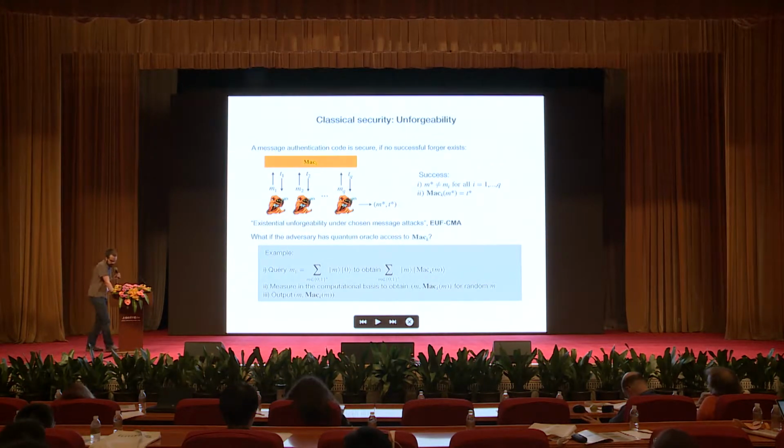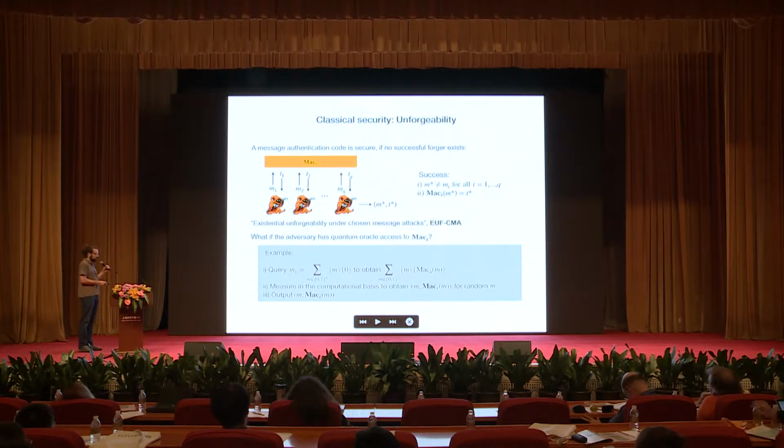Let's assume that an adversary just prepares this uniform superposition state here. He takes a uniform superposition of all messages and queries this quantum oracle for MAC K once to obtain this uniform superposition of message tag pairs. Now what he can do is just measure in the computational basis, and he ends up with a random message and the corresponding tag. And now the adversary outputs this pair.